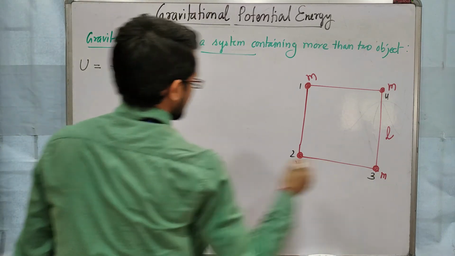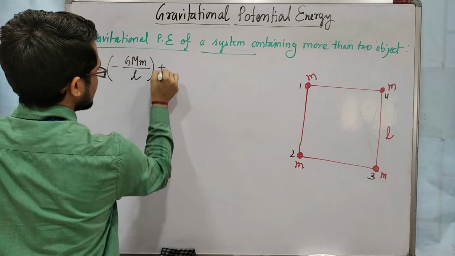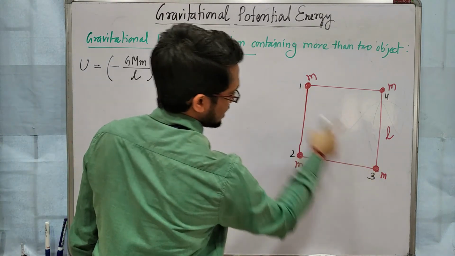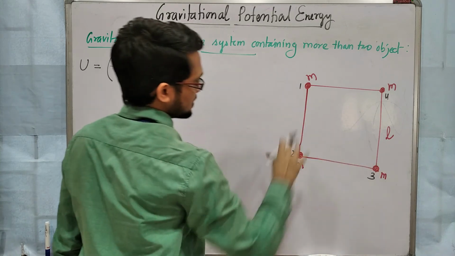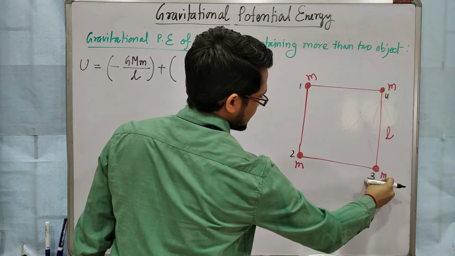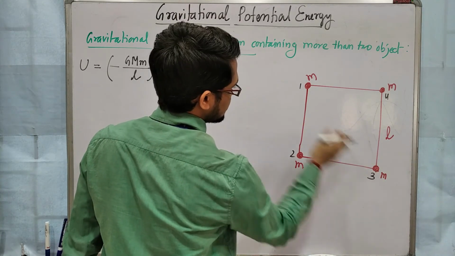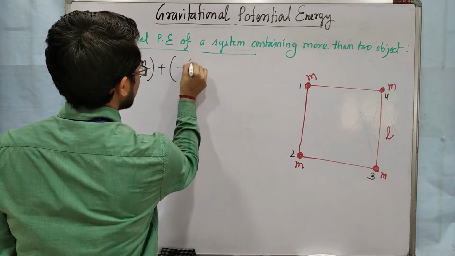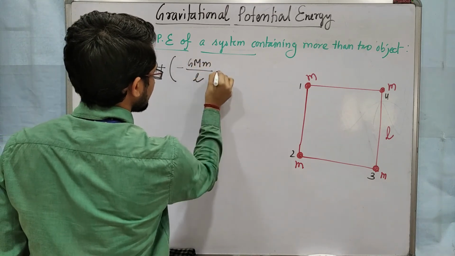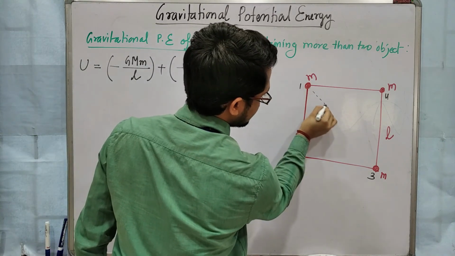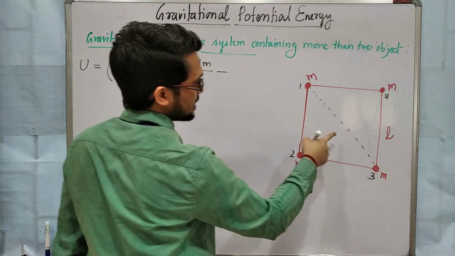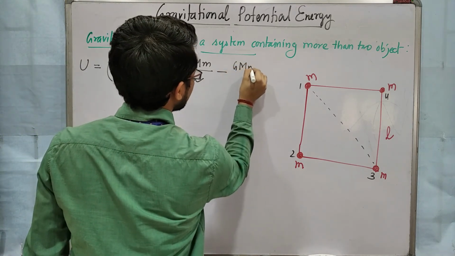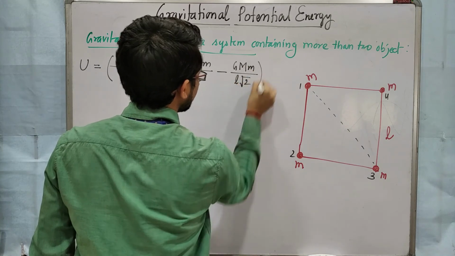Now bring m at the position 3. Now we are getting two combinations. One is this, another is this: 1, 3 and 2, 3. These two objects are already there. Now the third object is brought from infinity, so the combinations will be 1, 3 and 2, 3. For 2, 3, you all know that is minus G m m by L. For 1, 3, what is the distance? Distance will be L root 2, right? So minus G m m by L root 2.